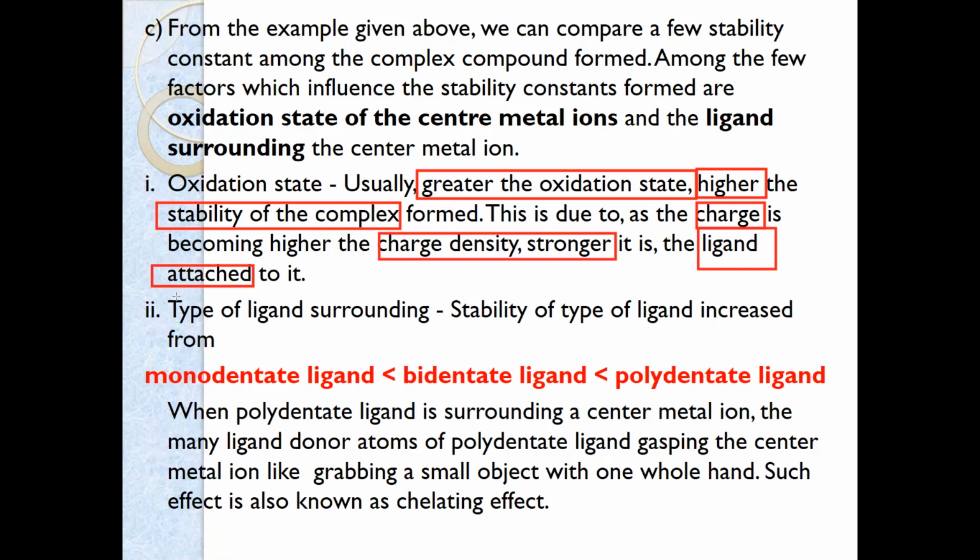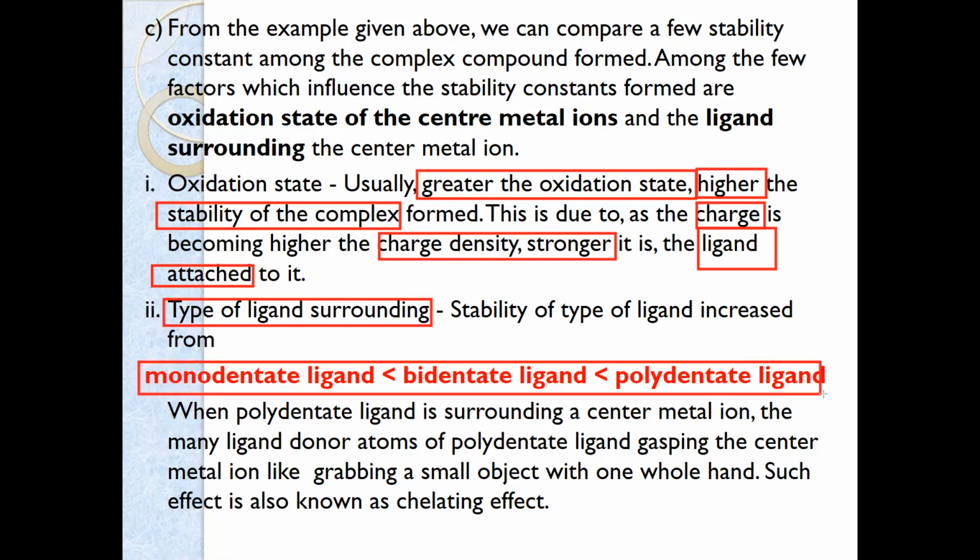Then the second reason is the type of ligand surrounding. The stability increases from monodentate to bidentate to polydentate ligand. And for polydentate ligand, there is a special term for it. The special term for a polydentate ligand is what we call the chelating effect.